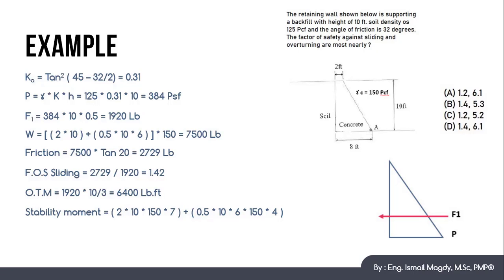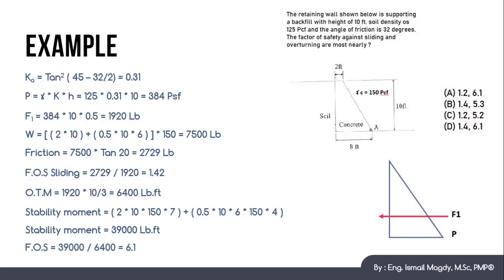So the stability moment will be 2 multiplied by 10 multiplied by 150, all multiplied by the distance, which is half the 2 feet plus the 6 feet of the triangle, so this will be 7 feet, plus 0.5 multiplied by 10 multiplied by 6 multiplied by 150, all multiplied by the distance of the centroid of this triangle, and it is at the third from the base direction, so it will be 4 feet. So calculating the stability moment, it will be 39,000 pound-feet.